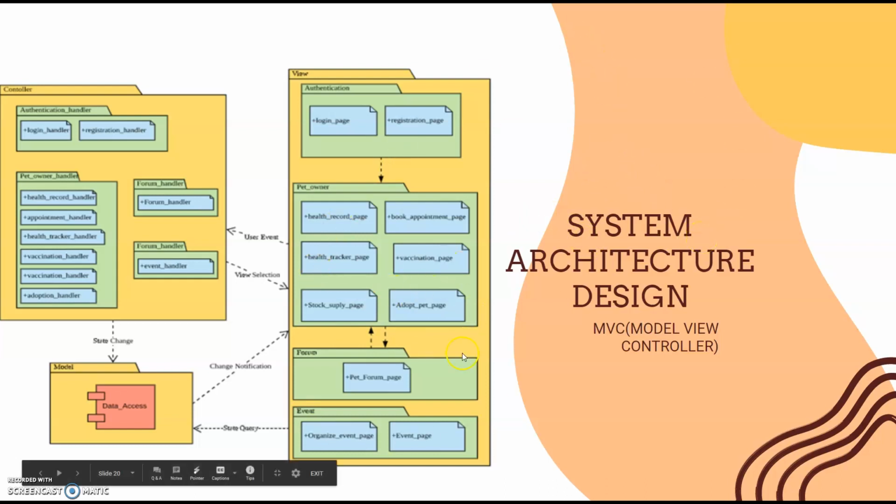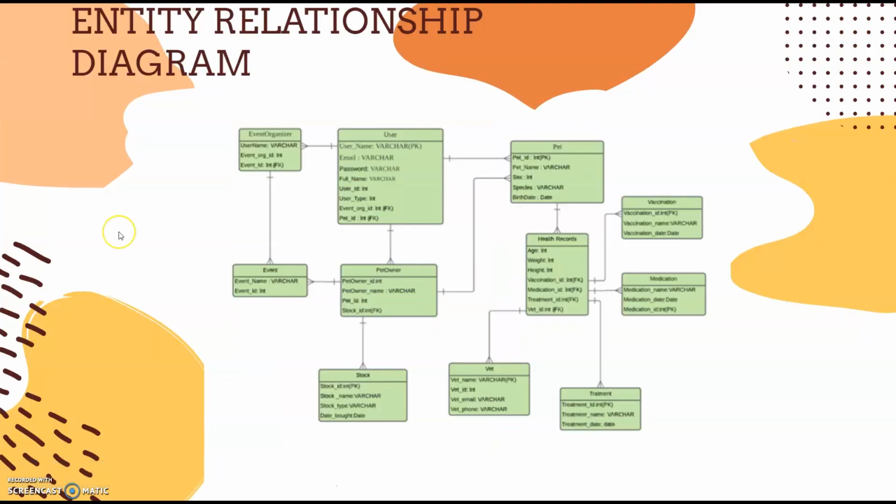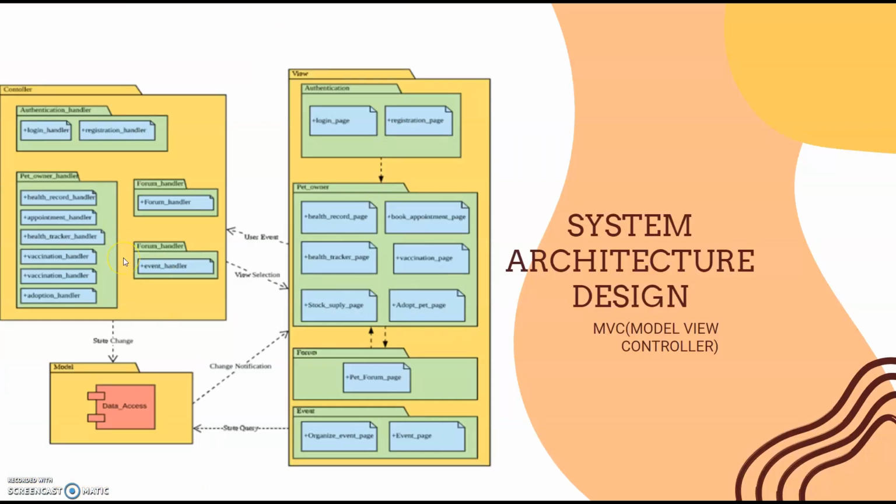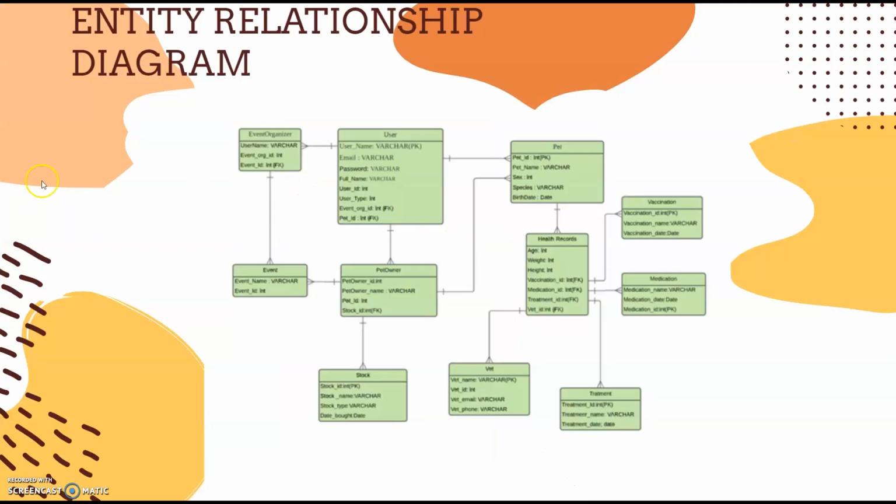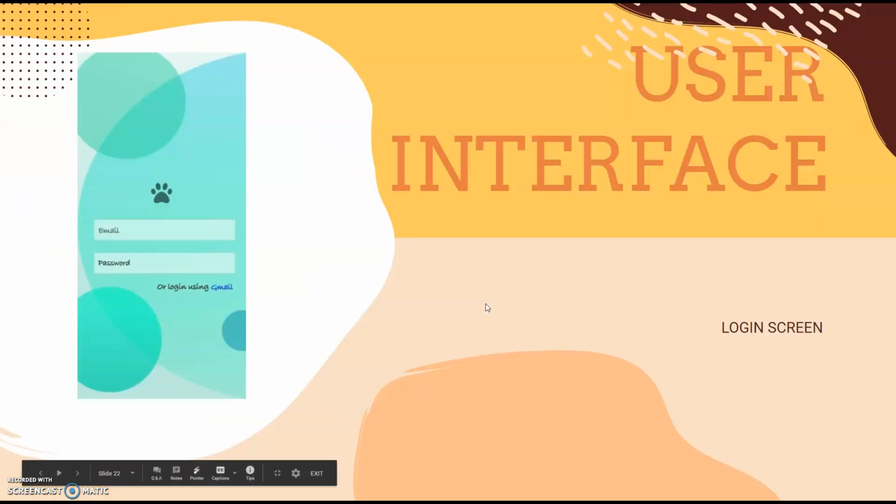For the system architecture design, I chose MVC. You have a view, a controller, and a model. The view deals with what you see on the application. The controller deals with all the requests, and the model deals with the data set and the database. Speaking of that, this is the data set. You have your user, who can access pets and pet owners. So this is the overall entity relationship diagram, and this is the user interface.